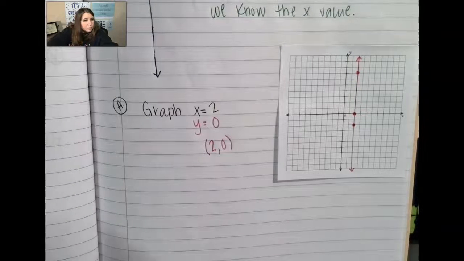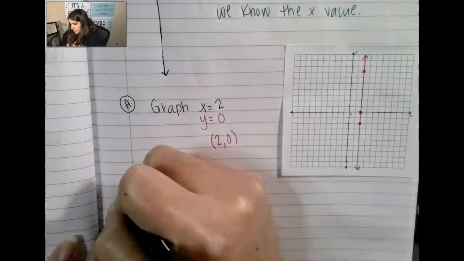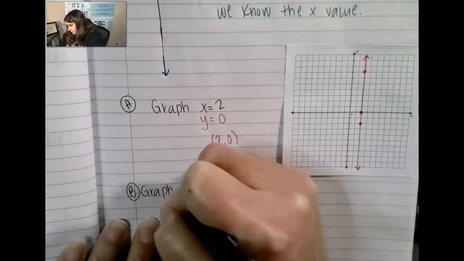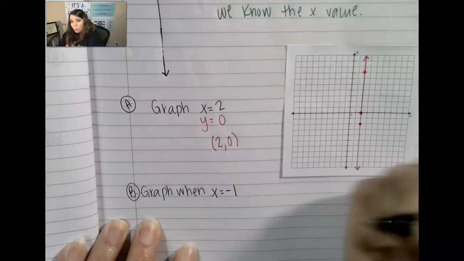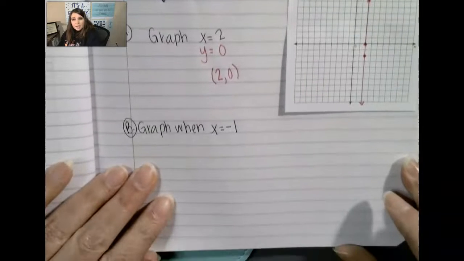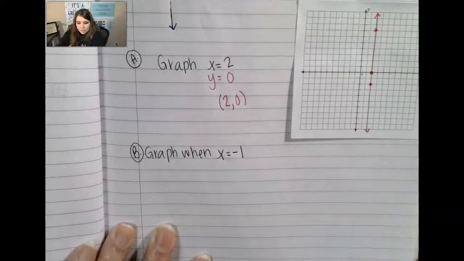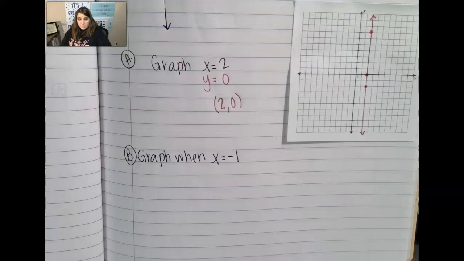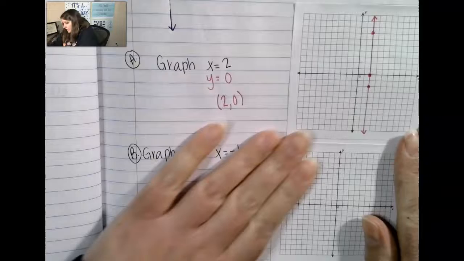So our next example that we are going to look at is when x equals negative 1. So, example B, we're going to graph when x equals -1. So when x equals -1, again, we don't know what the y value is. So we're going to start out by graphing x equals -1. We're going to graph what we know. We know that x is -1.